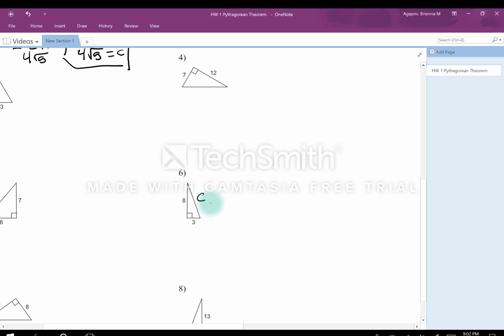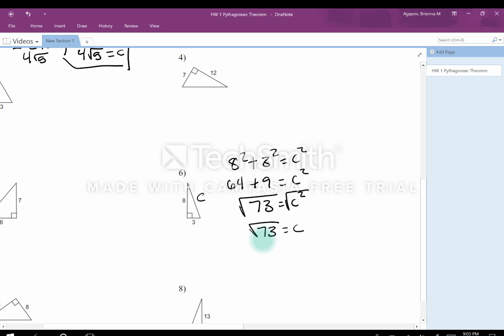Again, we are missing C, so we have 8 squared plus 3 squared equals C squared. That's going to give me 64 plus 9 equals C squared. And all together, that's going to give me 73 equals C squared. Now I'm going to take the square root of 73 and the square root of C squared to undo that squaring. My square root answer would be the square root of 73 equals C. And my decimal is going to be 8.5, approximately C. So these are my two answers here.